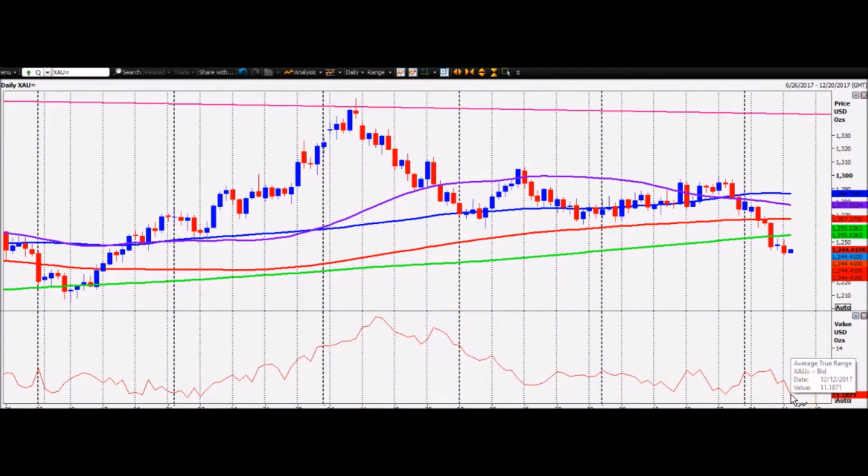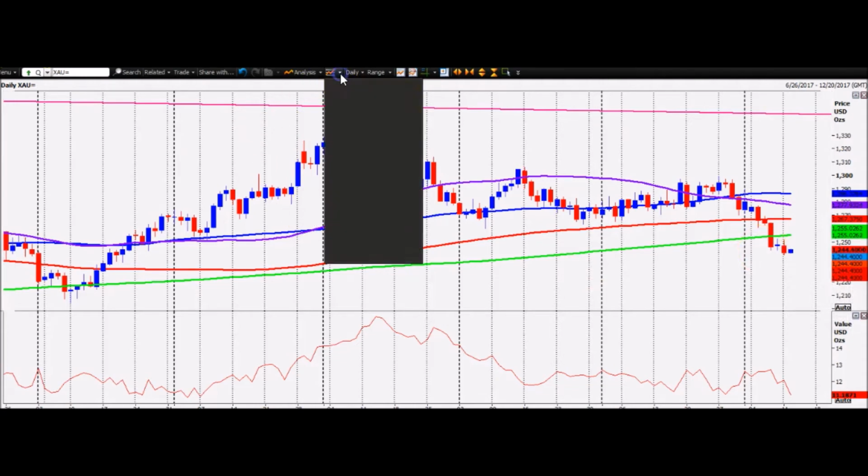Now of course gold, which we're looking at the moment, has become rather unvolatile as we head towards Christmas, and that value has dropped back down to 11.18. So we're seeing an average true range of around $11-12 a day, and you can see that the candles are becoming much smaller. How does that help us with our trading?